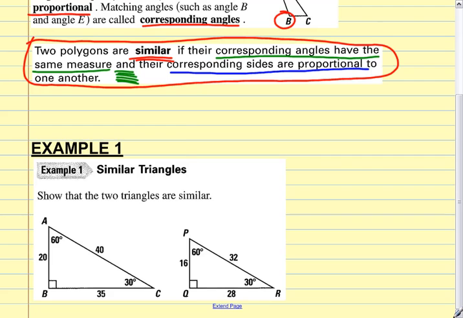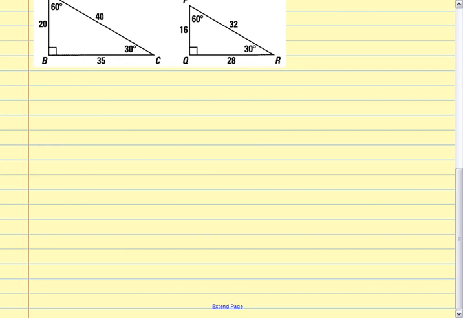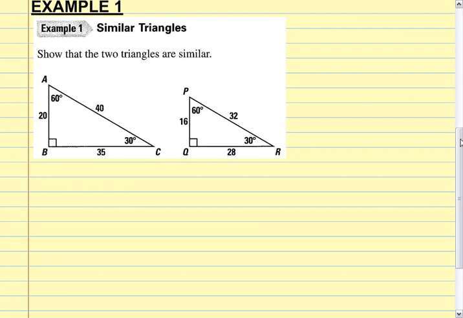Well, let's go down here to this first example. Example 1, similar triangles. Show that the two triangles are similar. Angle A, this little symbol here, that means angle. Angle A equals 60 degrees. Do you agree? What does it go with in the other triangle? Angle P. So those two angles have the same measure.